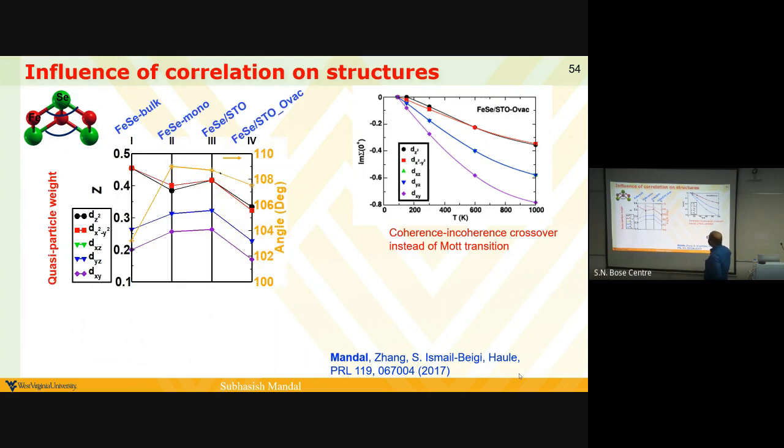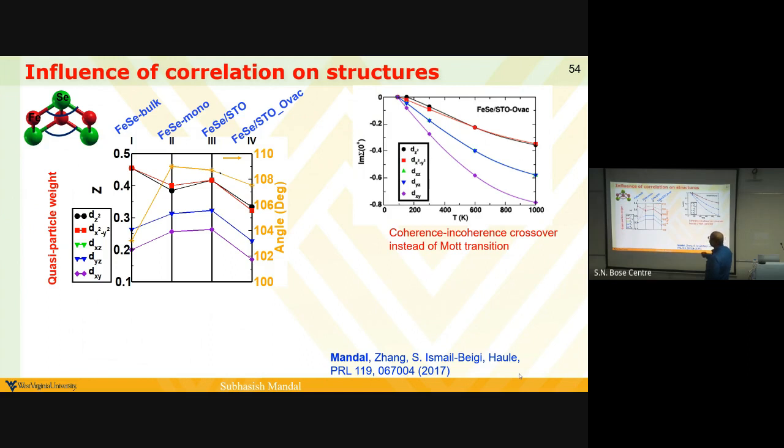Now the most important thing is the following. This is the strength of correlation, or the inverse of the strength of the correlation. That means if it is larger, then it is less correlated; smaller, more correlated. We have computed for bulk, the monolayer just chopped out, which does not exist yet in the experiment, FeSe on STO, and FeSe on STO with oxygen vacancy. It turns out that all the orbitals go hand in hand with this angle, this FeSe angle. And that is the only parameter that is going to dictate the strength of the correlation in the system.